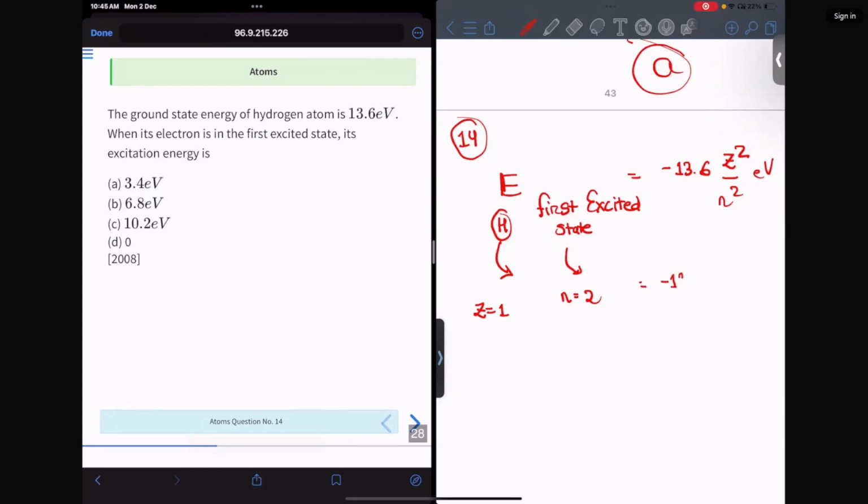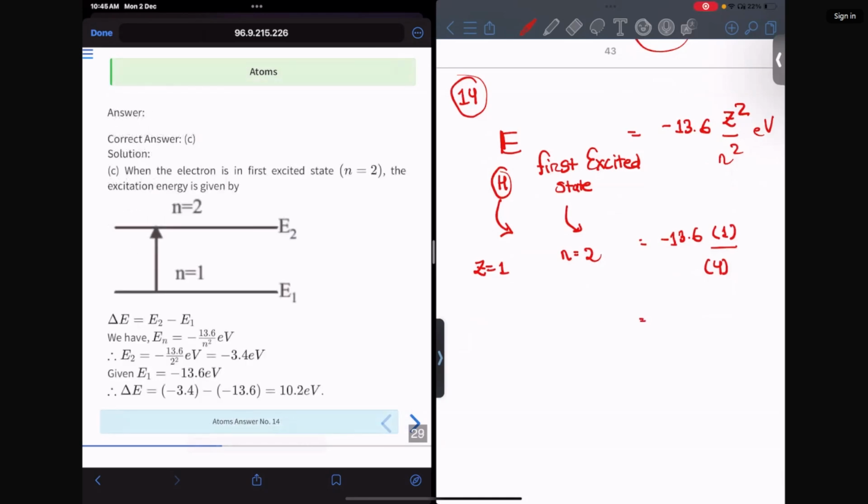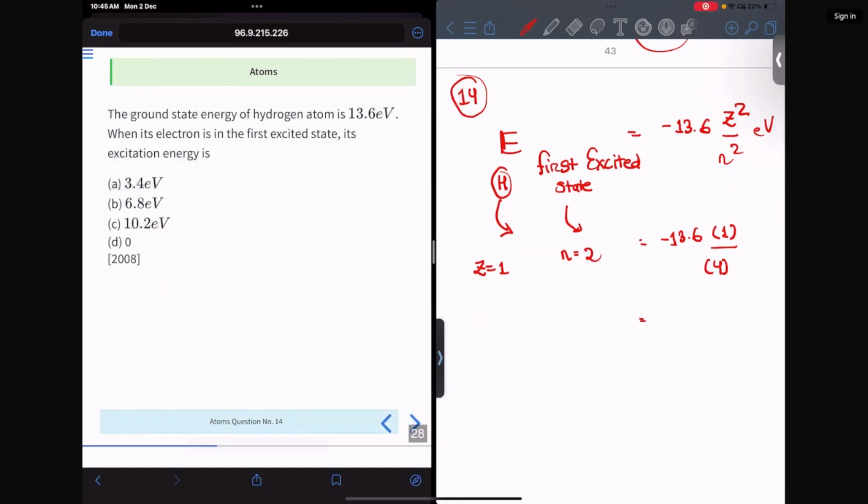So minus 13.6 into Z square is 1 upon N square is 4. So minus 13.6 upon 4, which will give the value as minus 3.4 electron volt.